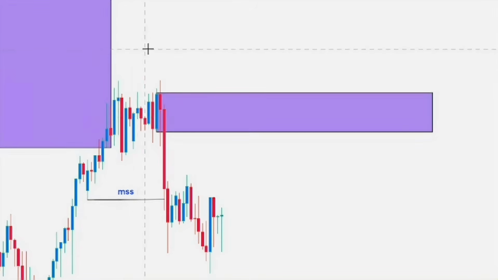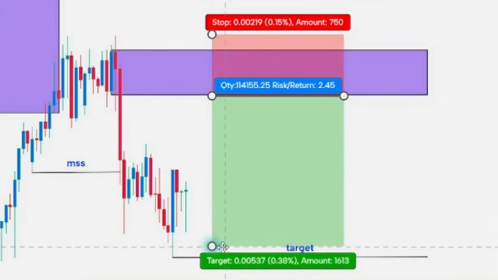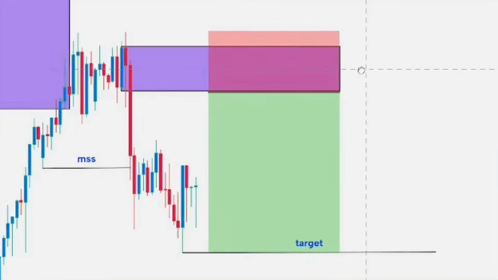The weekly supply zone gave us direction, the 4-hour market structure shift gave us confirmation, and the 4-hour supply zone gave us an area where we can begin planning our trade. So let us mark our entry, place our stop loss above the supply zone, and target the previous swing low.